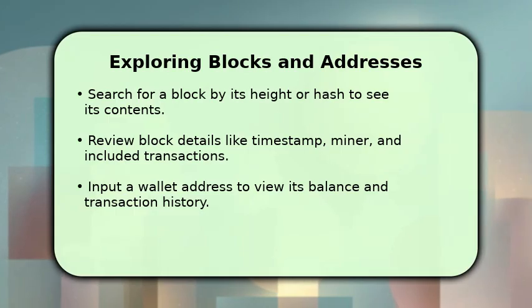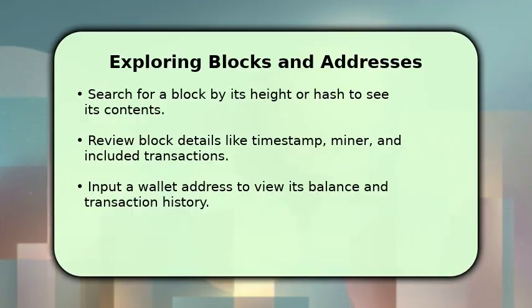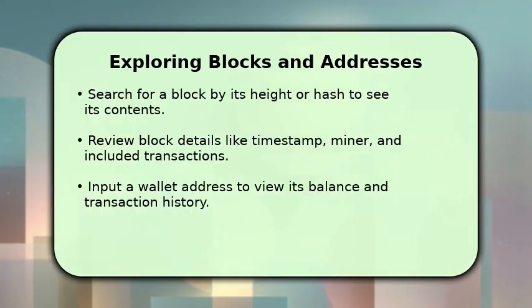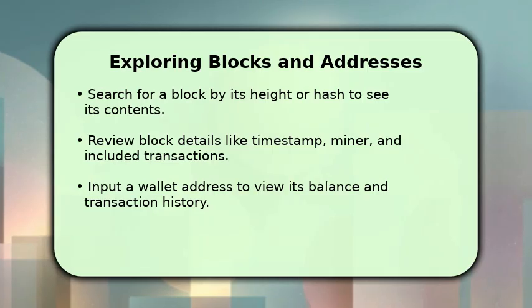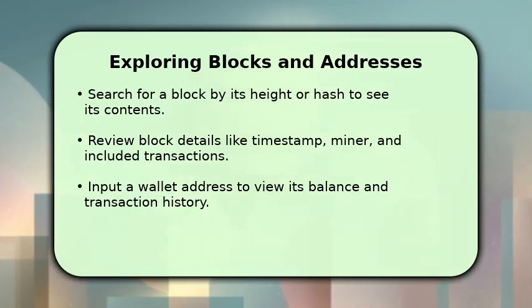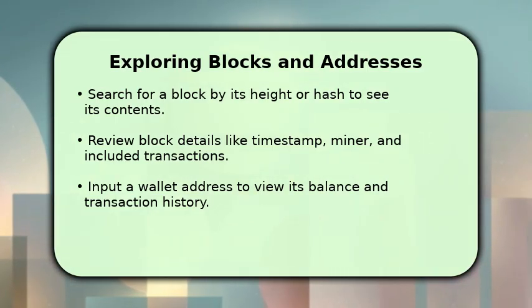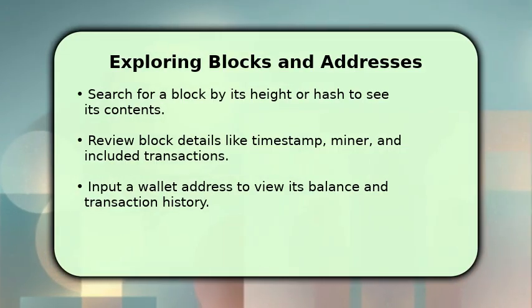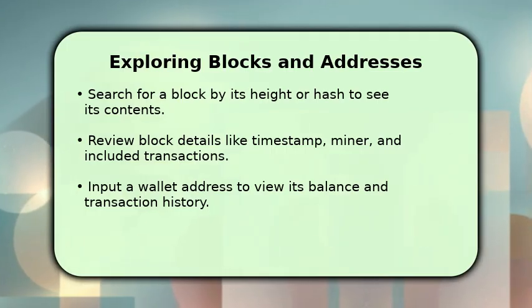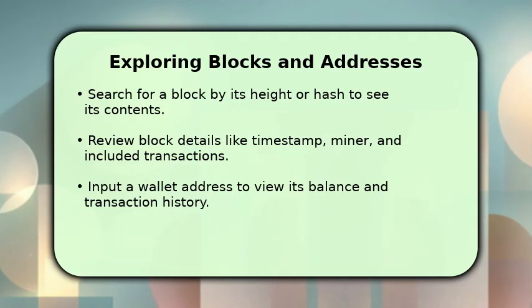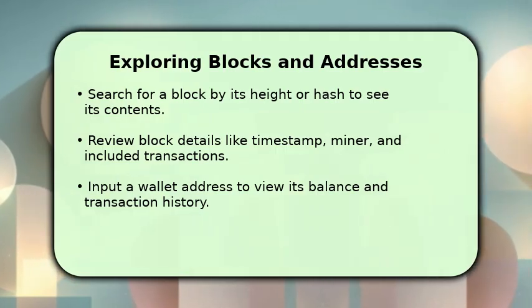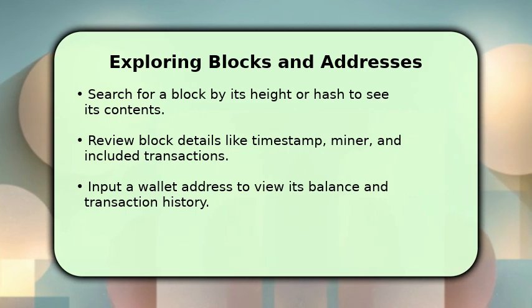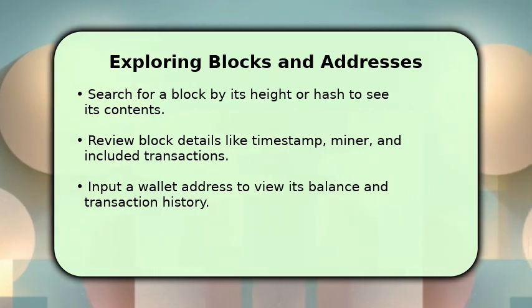Beyond individual transactions, the Explorer allows you to delve into entire blocks. Searching by block height or hash reveals all transactions included within that block, its timestamp, and the mining pool that confirmed it. When you search for a specific wallet address, you gain insight into its current balance and a comprehensive list of all incoming and outgoing transactions. This feature is incredibly useful for auditing or simply understanding an address's activity over time.